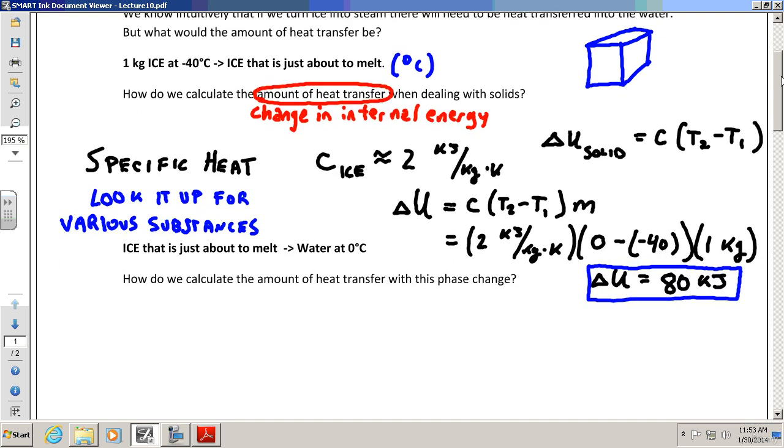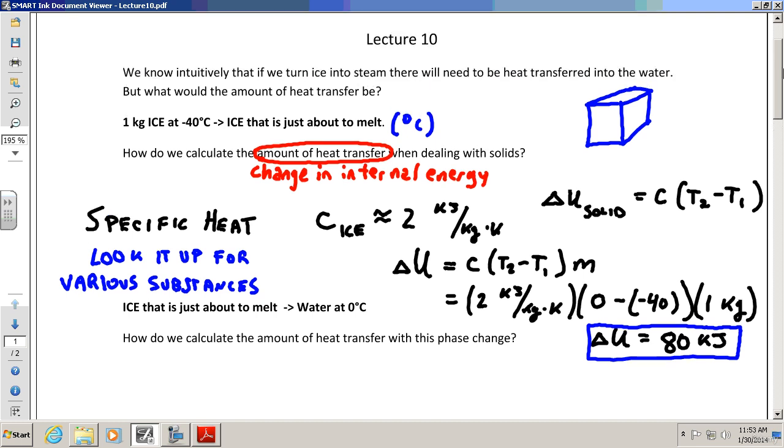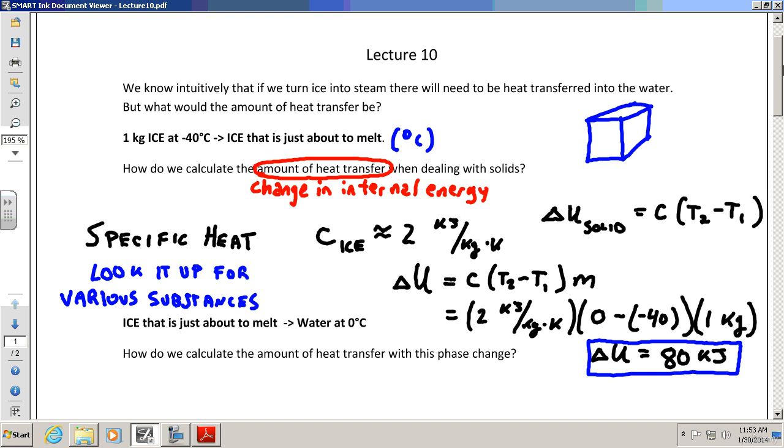By the way, I said, how do we calculate the amount of heat transfer? That's actually really simple. It's the same value, because if you go to the first law of thermodynamics, I don't have a lot of space here, but let me do it up here. If you go to the first law of thermodynamics, remember the first law says Q minus W equals change in U plus change in kinetic energy plus change in potential energy. Well, there's no work here.